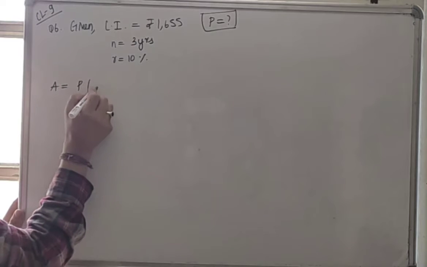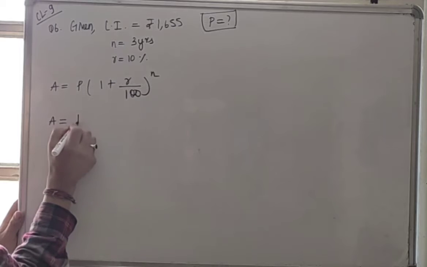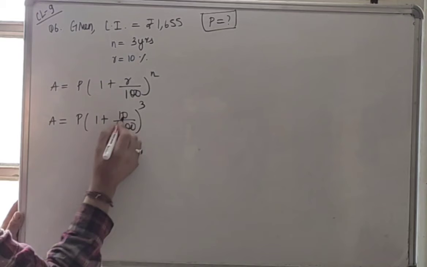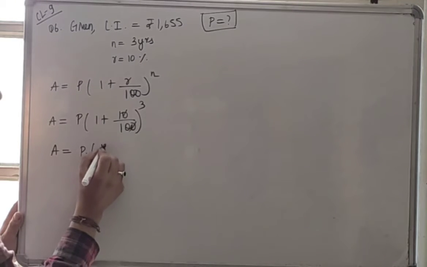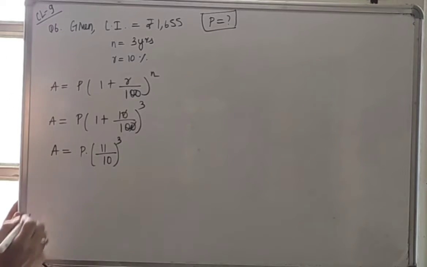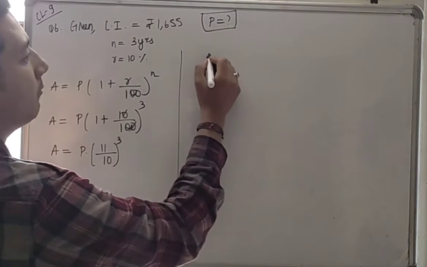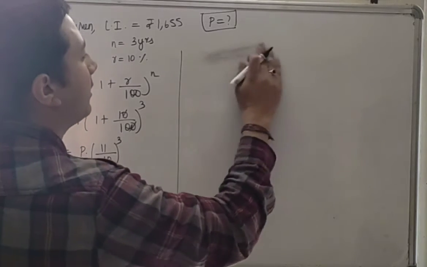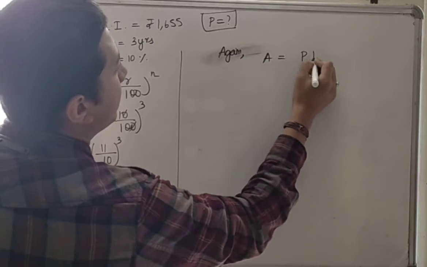Amount equals P into (1 plus R by 100) whole to the power n. Amount equals P into (1 plus 10 by 100) whole to the power 3. 0 gone. So amount equals 11, isn't it? So P into 11 by 10 whole to the power 3. So this is my amount. Let's keep it as it is. Again, what I know, amount is principal plus interest, which equals this. You can write down again, amount equals P plus I.